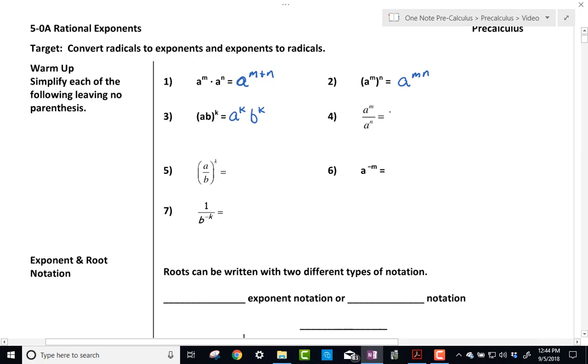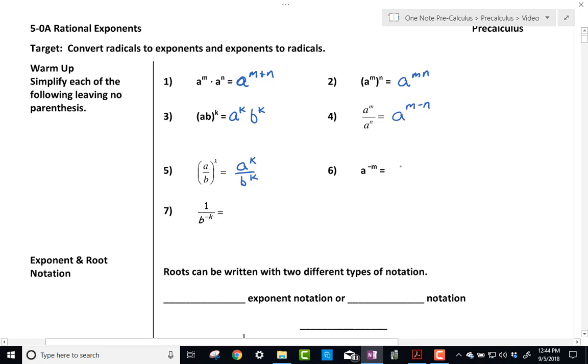When we do simplification with division, this is a to the m divided by a to the n. So if I wanted to combine this into a single base, I would subtract the exponents, a to the m minus n. When I'm raising a fraction to a power, I can raise the numerator to the power and the denominator to the power individually. And when I see a negative exponent, it never makes the base negative.